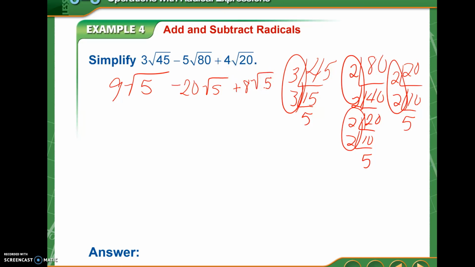So now I see these are all square root of 5, so I can add them together. I have 9 square root of 5 minus 20 square root of 5 plus 8 square root of 5. So I want to get a total of how many square root of 5's I have. So 9 minus 20 is negative 11 plus 8 is negative 3 square root of 5.